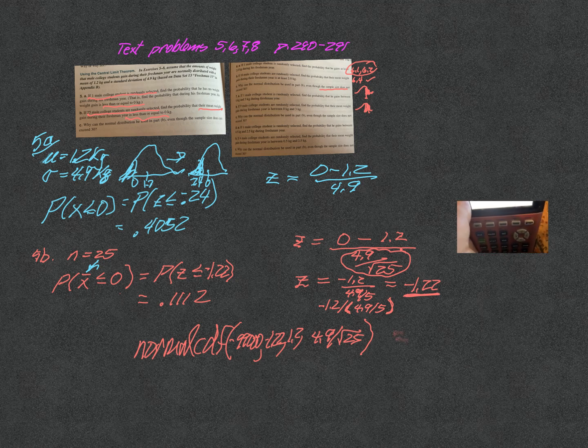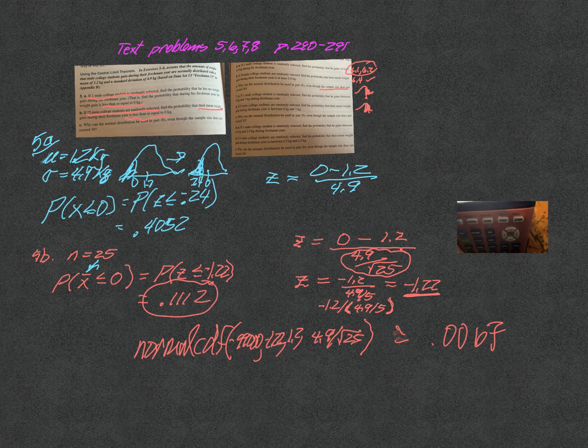This was equal to 0.0067, and this is 0.1112. What's the difference? I think I've rounded this off. So this is actually further to the left. It's like negative 1.227 or something like that.